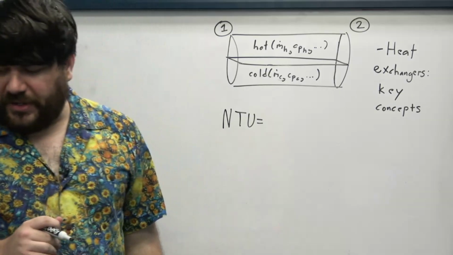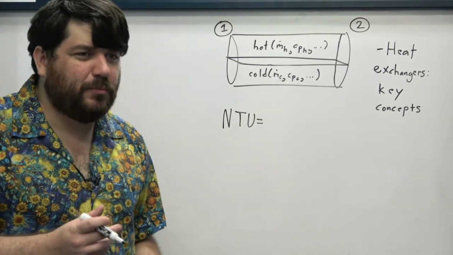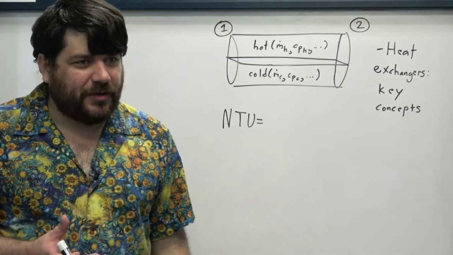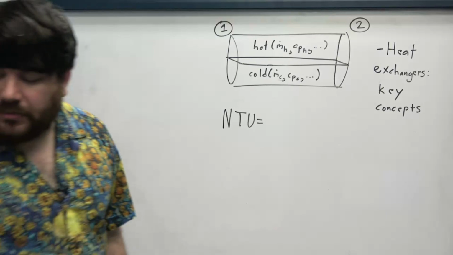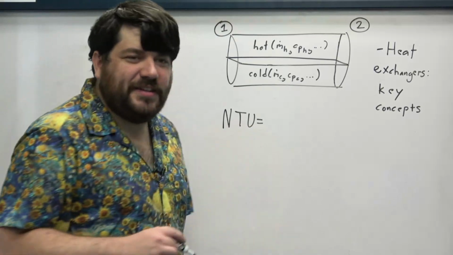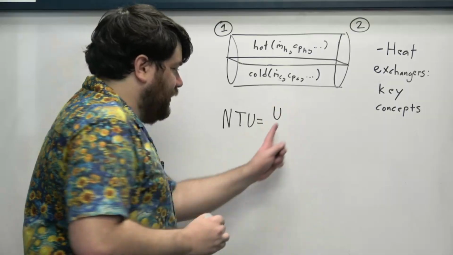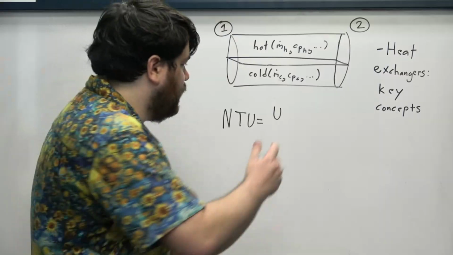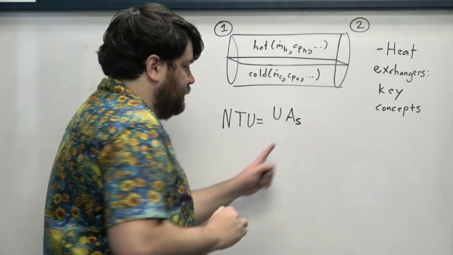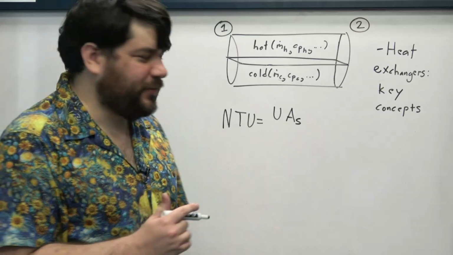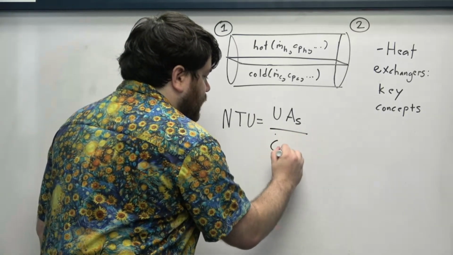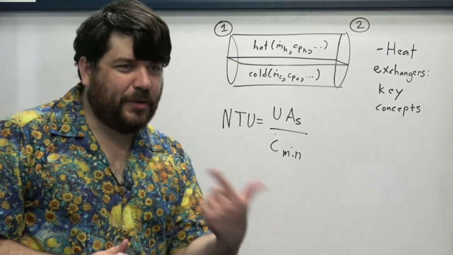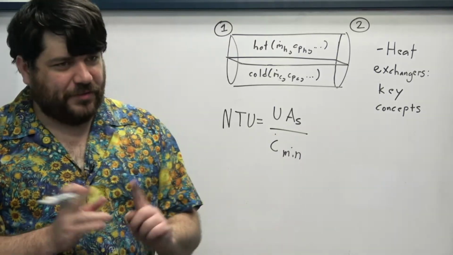And the NTU of a heat exchanger has a somewhat simple expression as a function of everything else that we've been talking about so far. That expression is simply that the NTU of a heat exchanger is equal to its U value, its effective heat transfer coefficient, multiplied by the surface area over which the heat transfer takes place, divided once again by that minimum heat capacity rate, the smallest heat capacity rate in the system out of the two, okay?